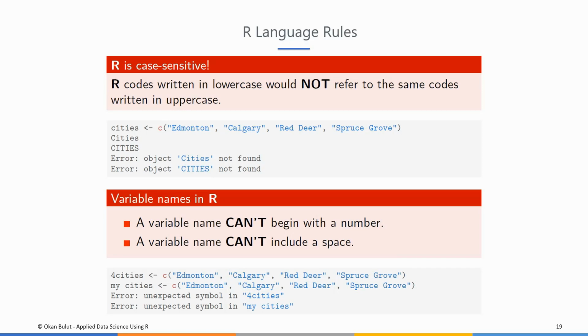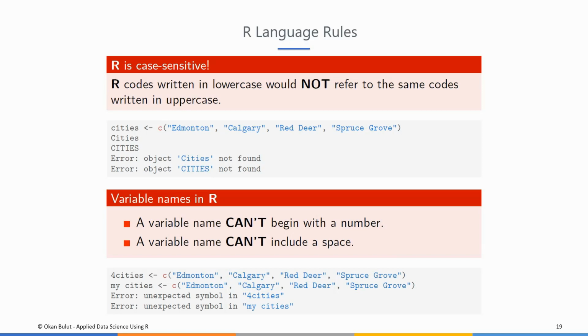So, some rules about variable names. A variable name cannot begin with a number. That's one rule in R. You cannot create a variable, let's say, 1city or 2cities. A number cannot be at the beginning of a variable name. And a variable name cannot include a space.